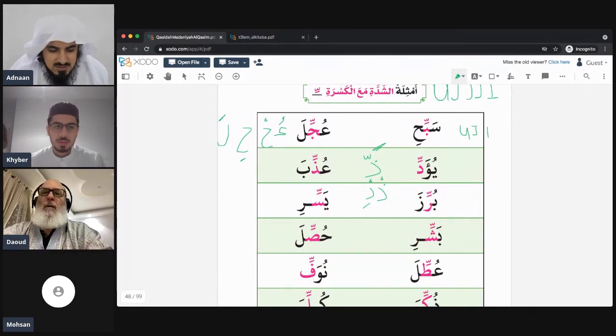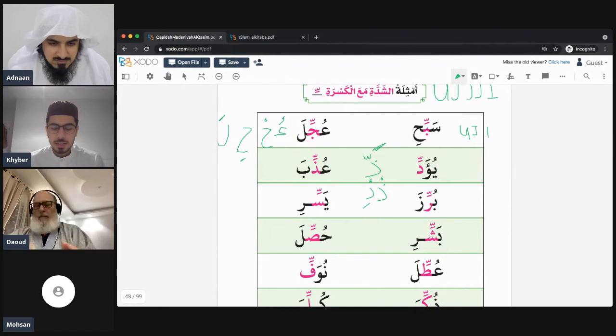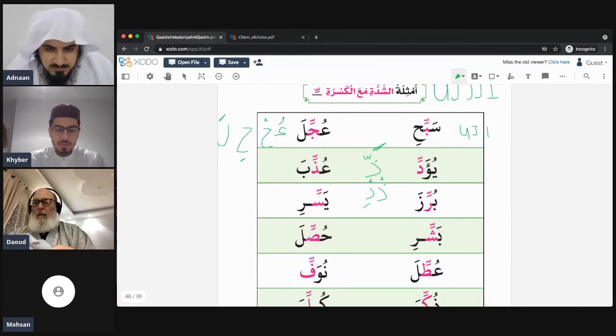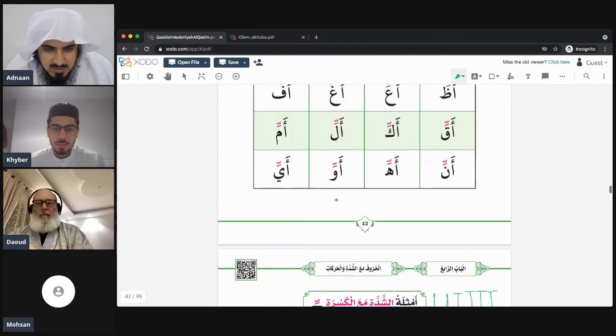Tanween, double sound. We did Fatha. So do the Fatha for us. An, ban, tan, than, jan, han, khan, dan, than, ran, zan, san, shan, swan, dan, tan, dhan, an, ghan, fan, qan, kan, lan, man, nan, han, wan, yan. Ahsant. After that, we went on to which module? Shaddah, double sounds.